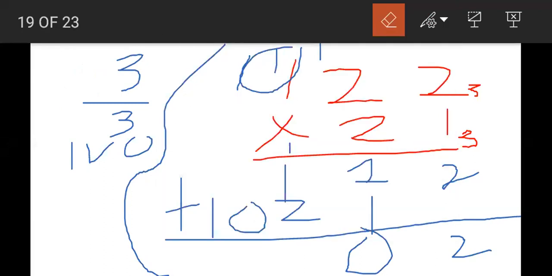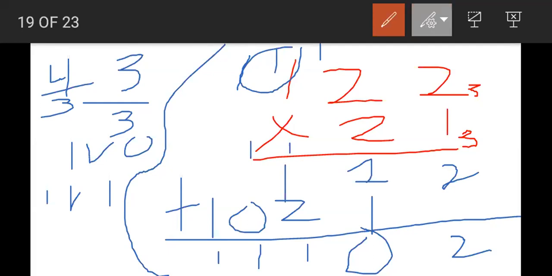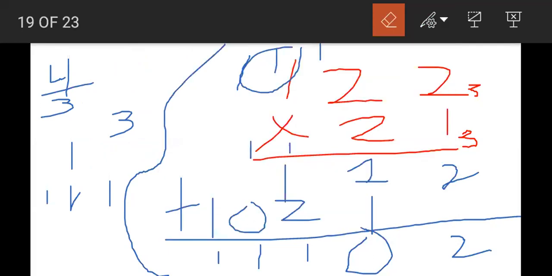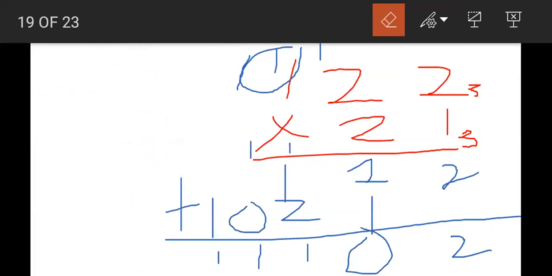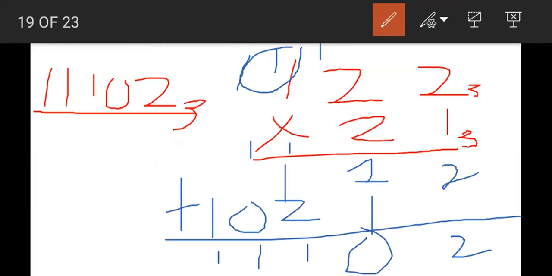You divide 4 by 3, you have 1 remainder 1. So you write 1, and take 1 to the next digit. 1 plus 0 will give us 1, and the next one is 1. So this is our final answer. Did you all understand that? Therefore, our final answer is 1, 1, 1, 0, 2 in base 3. So that is our answer.